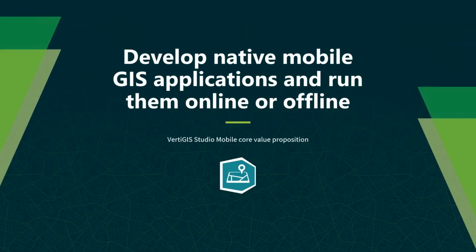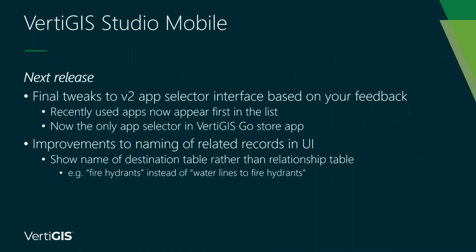All right, let's talk about mobile. A couple of things that are coming out shortly in VertiGIS Studio Mobile. These will be released in June. The very final tweaks to the version 2 of the app selector interface. I think this is our third iteration now.